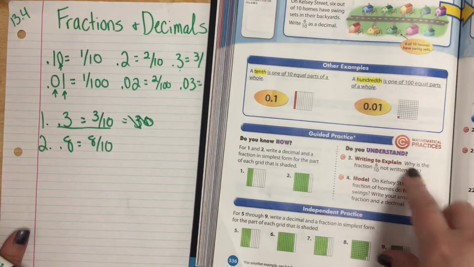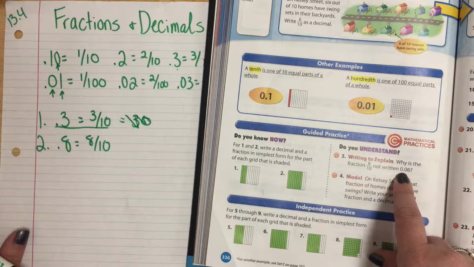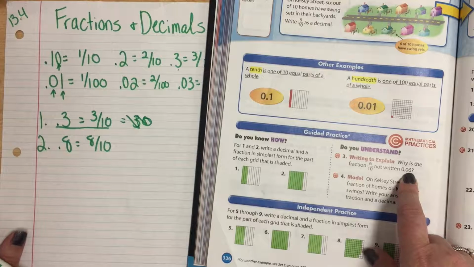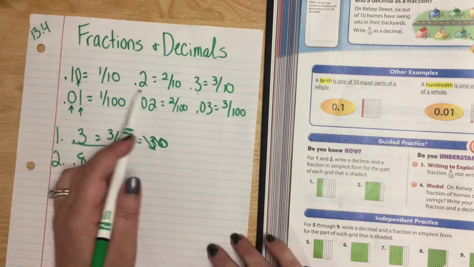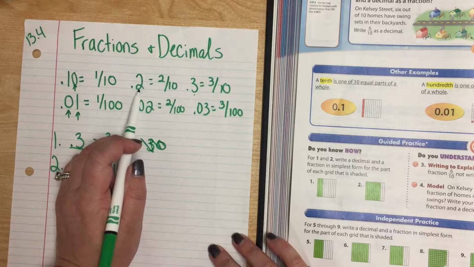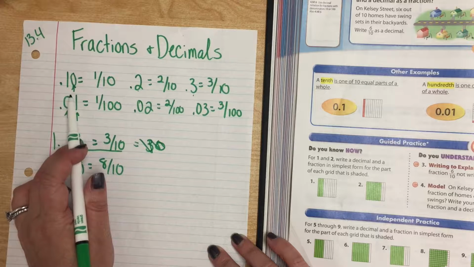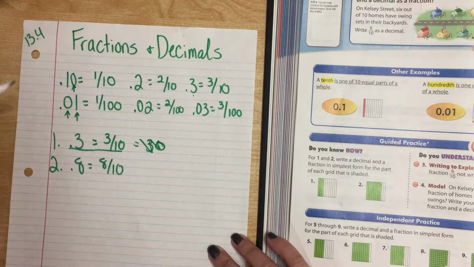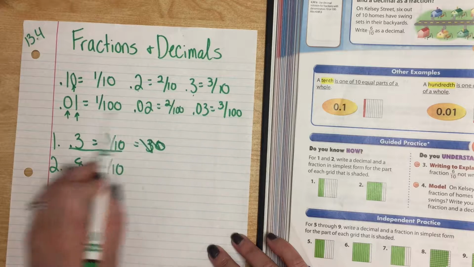For number 3, why is the fraction 6 over 10 not written as 0.06? Because 6 over 10, just like we were doing up here, if it's got one number and it's over 10, it's in the tens. 6 over 10 would be 0.6. 0.06 would put that in the hundreds.